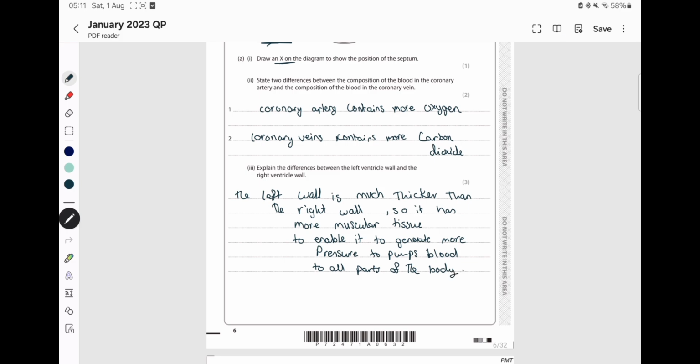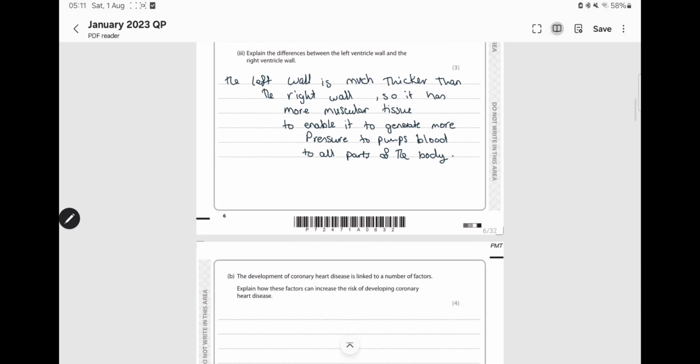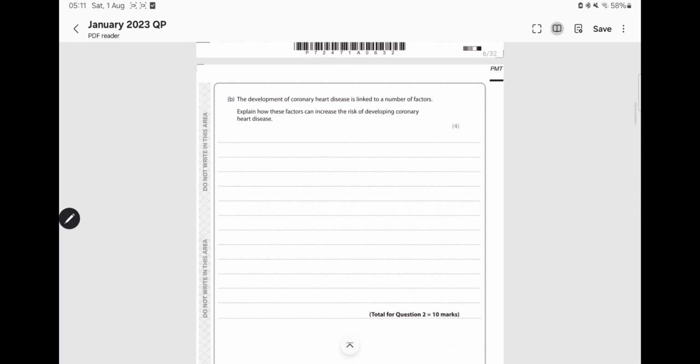Okay, so overall the questions are pretty easy, nothing so hard. Okay, moving on. Part B of this question: the development of coronary heart diseases is linked to a number of factors. Explain how these factors can increase the risk of developing a CHD, or coronary heart disease.